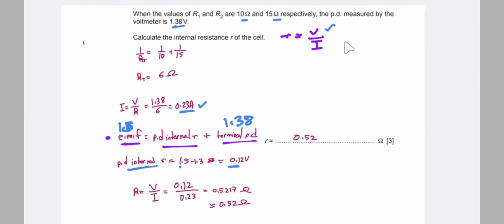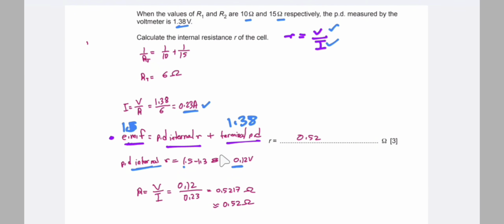So we have found the value of current and we have found the voltage. Now by using the formula resistance is equal to voltage by current, the voltage across the internal resistance divided by the total current. In series, the current remains the same. So the resistance that we get is 0.5217, that is approximately 0.52 ohm. So the internal resistance is 0.52 ohm.